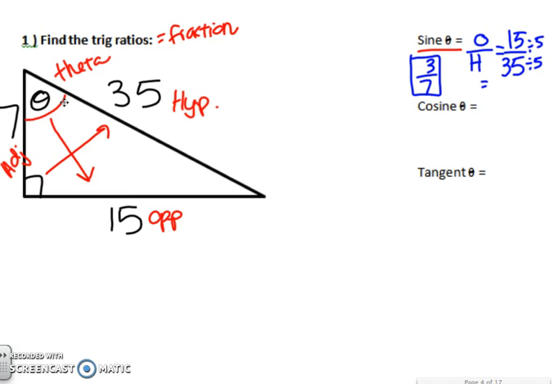Now, if I'm going to do cosine, I know cosine stands for adjacent over hypotenuse. So I'm going to look at 7 over 35. Now I know the numerator and the denominator are divisible by 7.